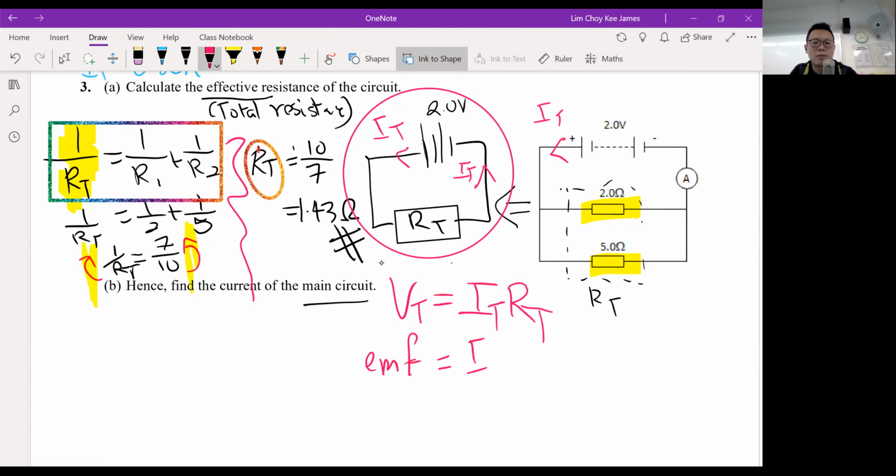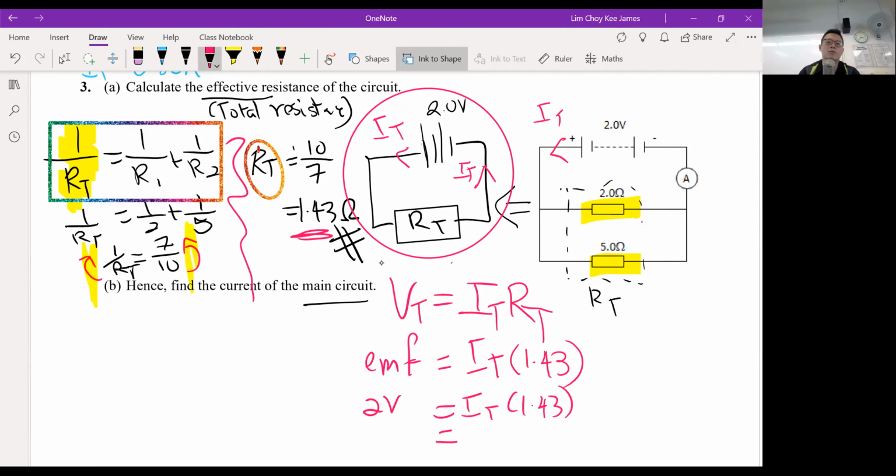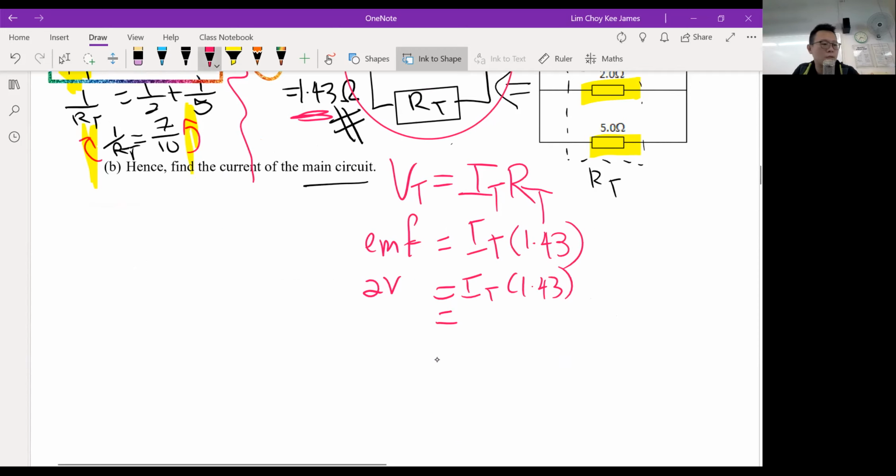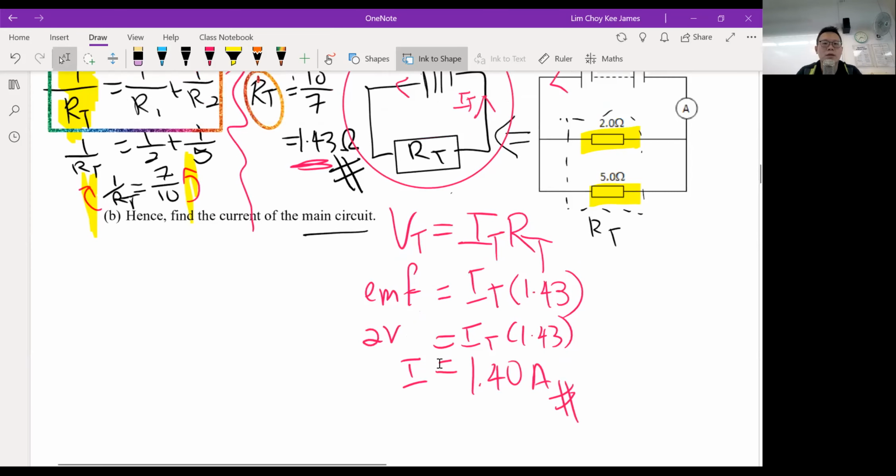IT remains what you want to find. RT, you found it already, it is 1.43. So if you do simple mathematics, EMF will be 2 volts. With RT 1.43, you can find IT by simple mathematics, and you'll find that IT is actually 1.4 A, in 2SF or 3SF.